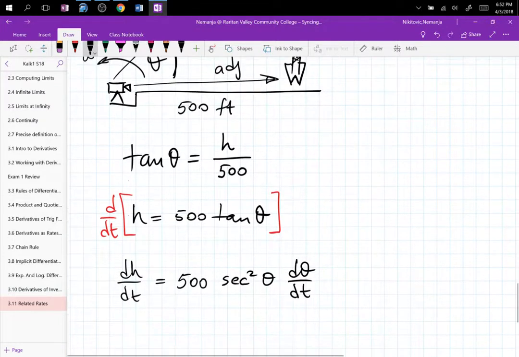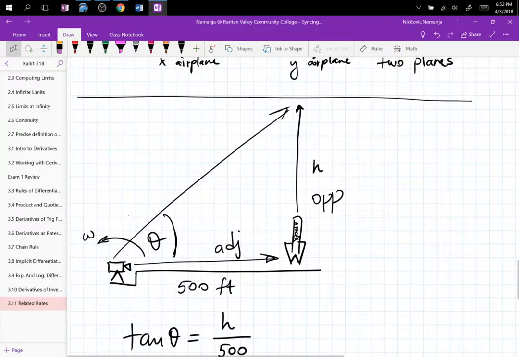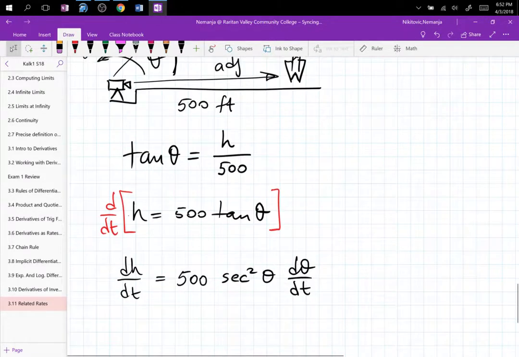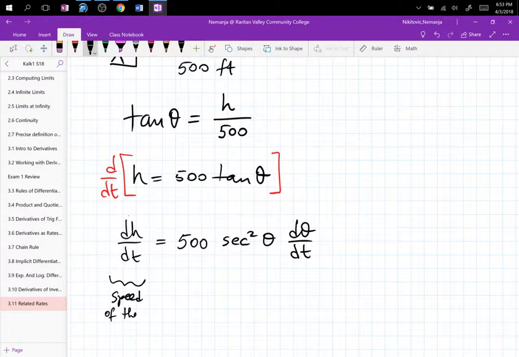What's dh/dt in this formula? Which is what? Speed of the rocket. There we go. So this thing is the speed of the rocket. Do we have that? Yeah, we do, right? That's something that we can measure.